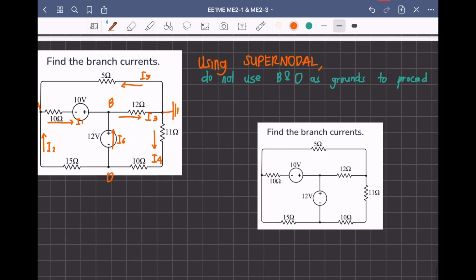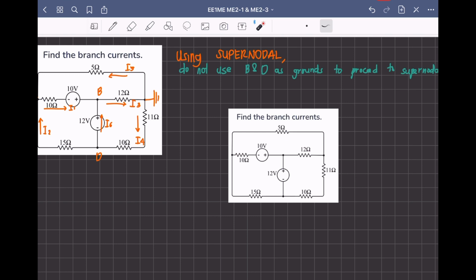Next. So, in this case, we already know that BD will be supernodal. Okay? Because it contains just a voltage source. So, in this case, it is an independent voltage source. Thus, I'm going to note here supernodal at BD. Supernodal at BD, what would happen? You will have to mentally short circuit si 12 volt source. When you say mentally short circuit, ibig sabihin, you will short circuit the branch or remove the 12 volt voltage source and replace it by a wire.